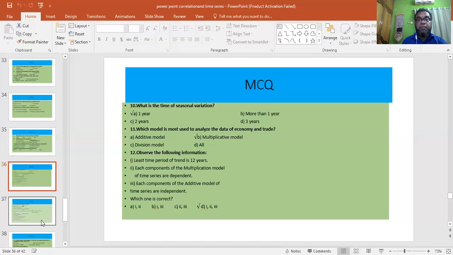Okay. Each component of the multiplication model of time series are dependent is also correct. Each components of the additive model of time series are independent. It's also correct. So all these three are correct. That is D equal to 1, 2, and 3.